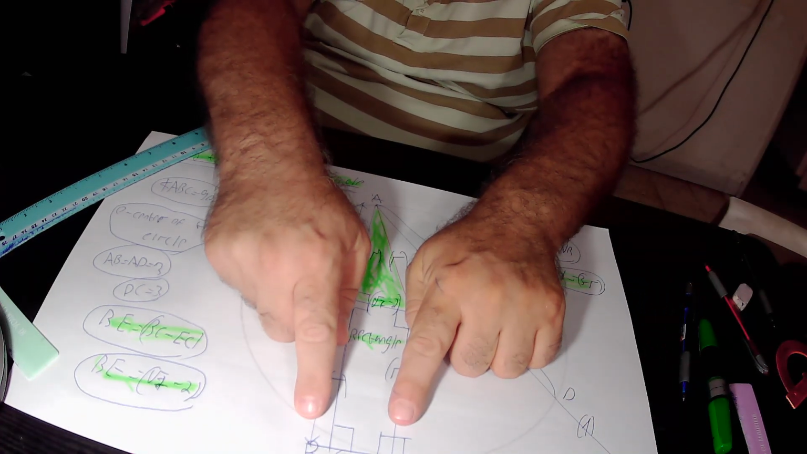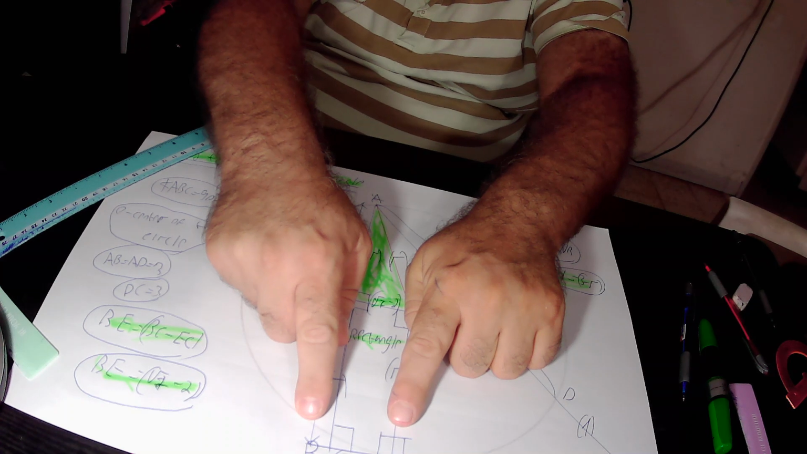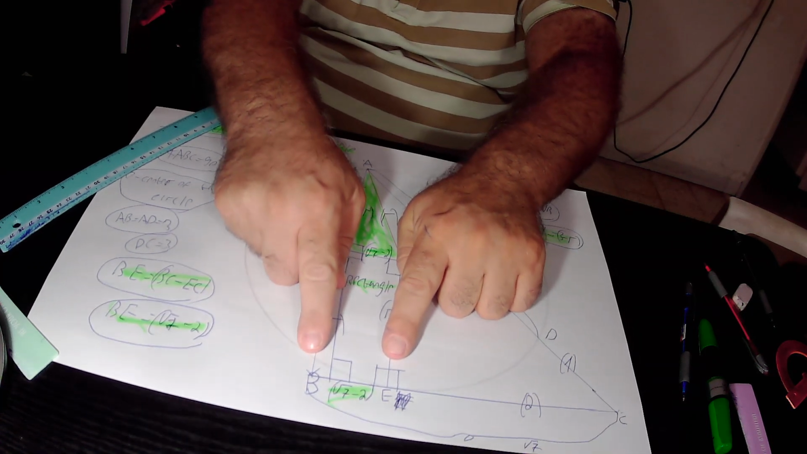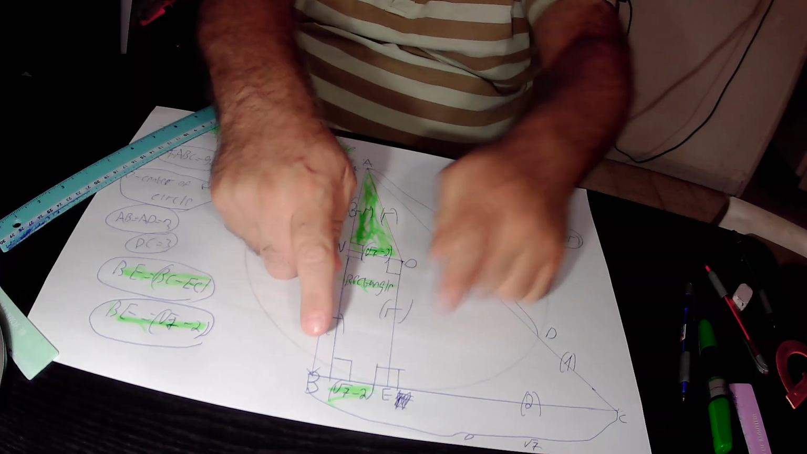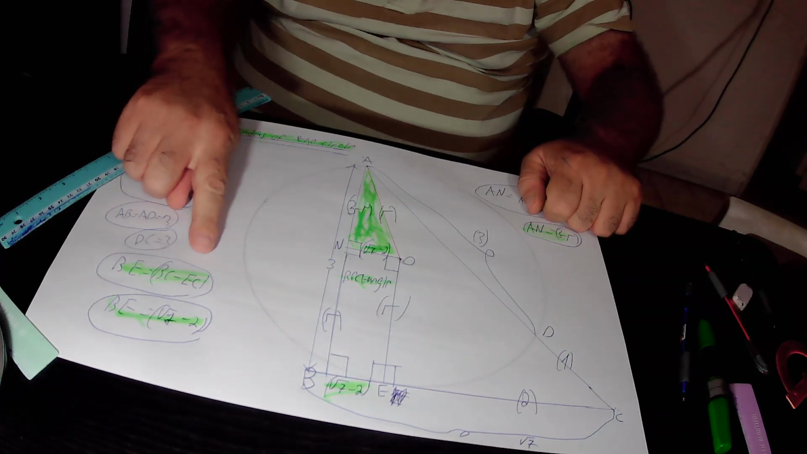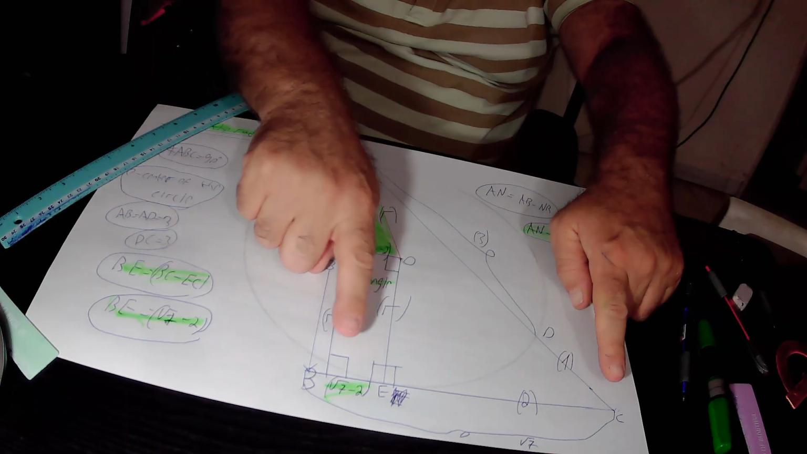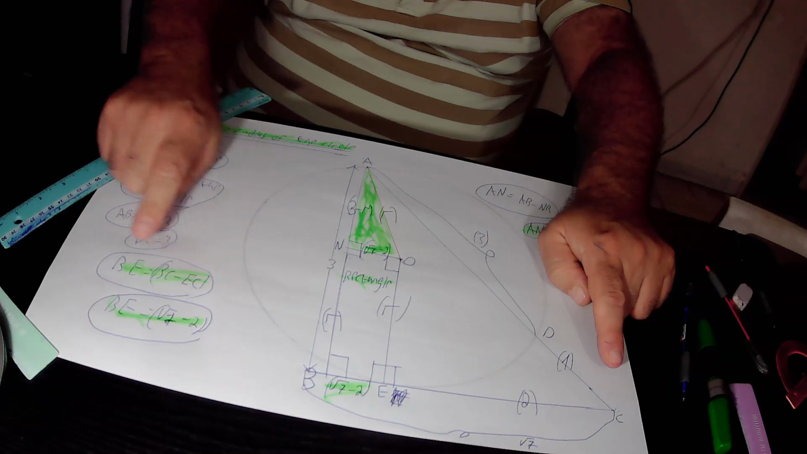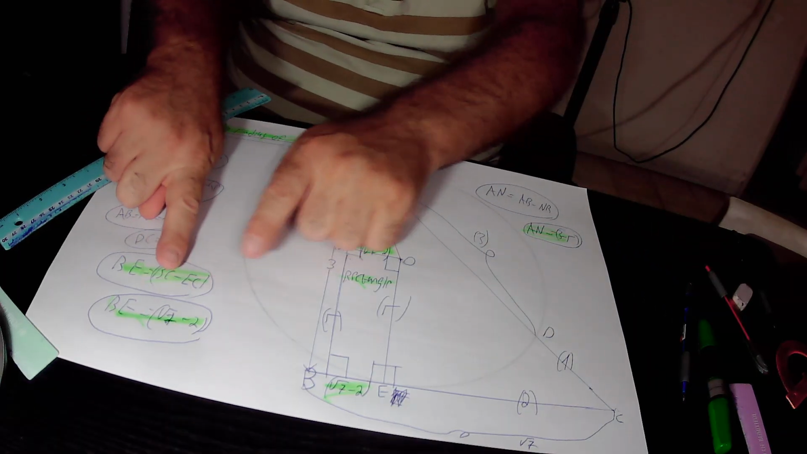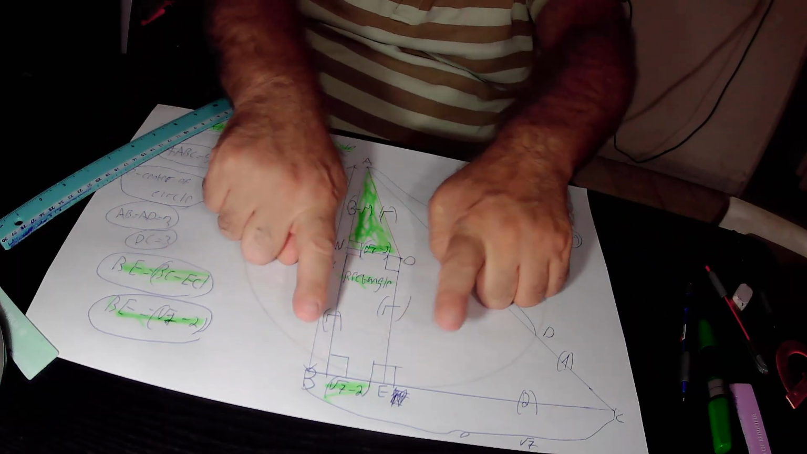BE equals BC minus EC. So BE equals BC, which is the square root of 7, minus EC, which is 2. So in total, BE equals the square root of 7 minus 2 units in length.